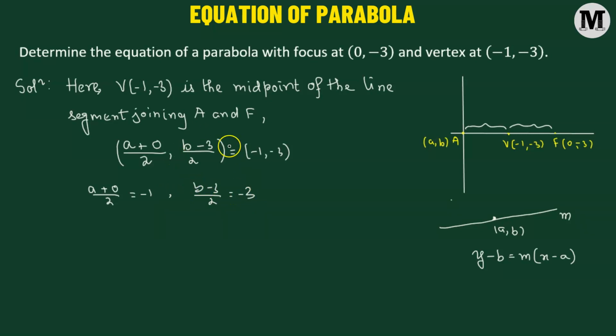So we're equating the x coordinates and the y coordinates. That's going to give us a equals -2, and b will be equal to -3. So that means the coordinates of point A are going to be (-2, -3).